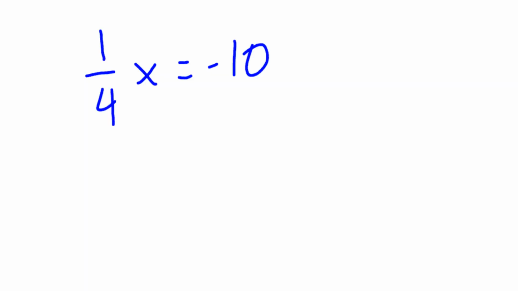All right, so now we've got 1/4 x equals -10. We've got a fractional coefficient here, so to solve the equation, the operation we're doing is multiplying. We're going to be multiplying by the reciprocal of 1/4. Notice we are multiplying by the reciprocal of the coefficient. This is not the coefficient, so we're not using that.